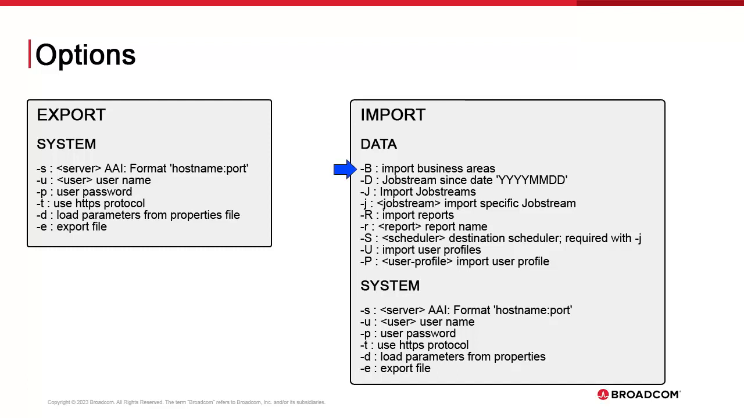-B forces the import of business areas. -D sets a date filter, say you wanted to import data from the last year only. -J forces the import of job streams. We'll use this option during the demo.